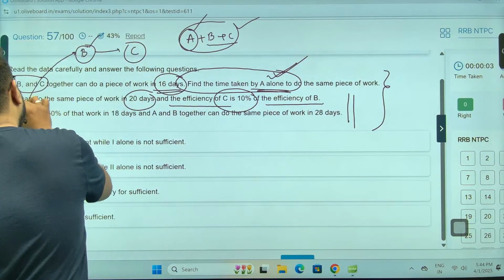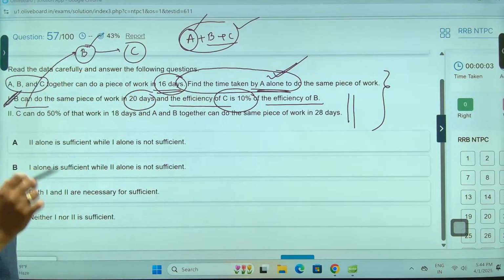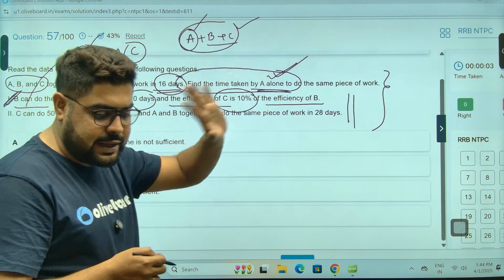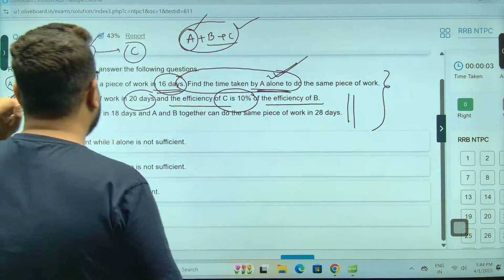So the first statement says I can get my answer from the first statement. Think like this: I don't want answers. I do not need answers.